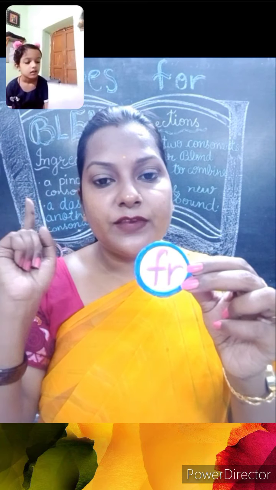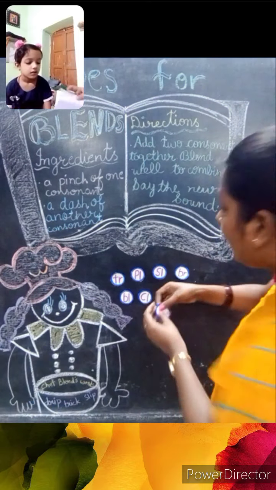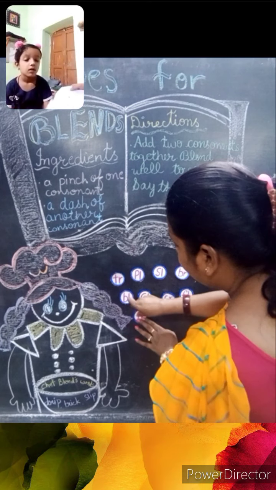Now, C-L, cl. F-R, fr. Fr से related सोचो. Fresh. Frog. Very good. Free. Very good. Friday. Well done. Very good.